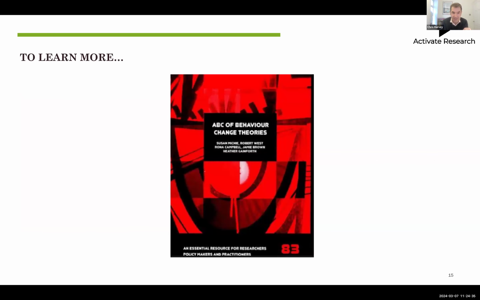So that's the first of the three key application areas. I guess two key points to finish up with. The first is that whilst COMBI is a very effective model, there are many different models and theories out there. If anybody wants to go away and read this book, it has 83 different behaviour change theories in there, some of which are more useful than others, but some of which I also use on a regular basis.